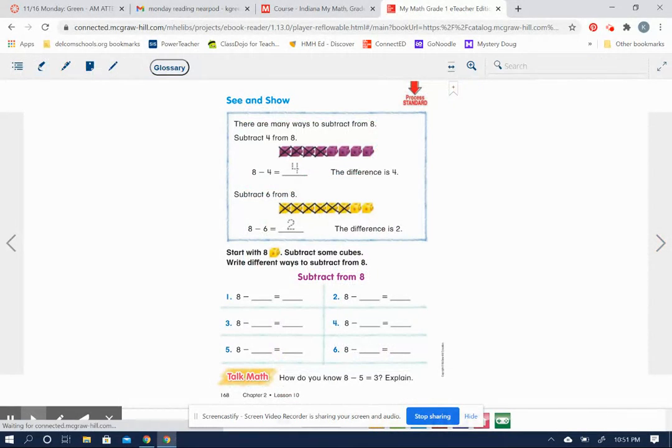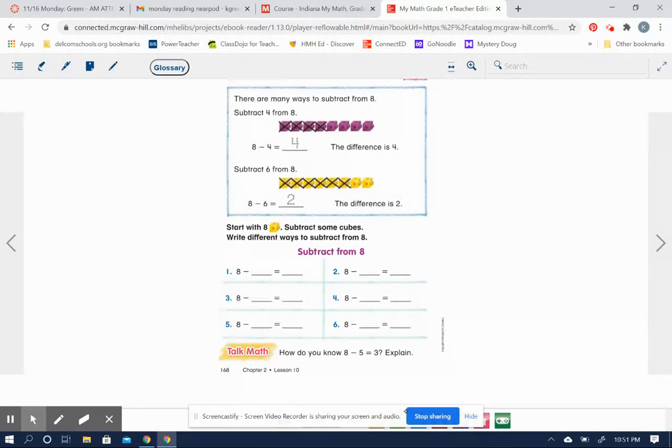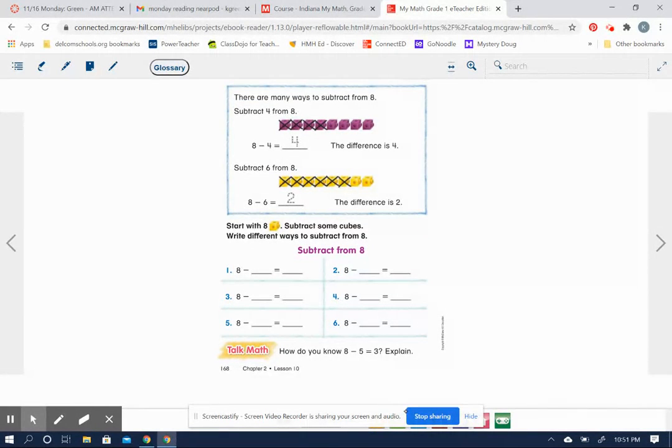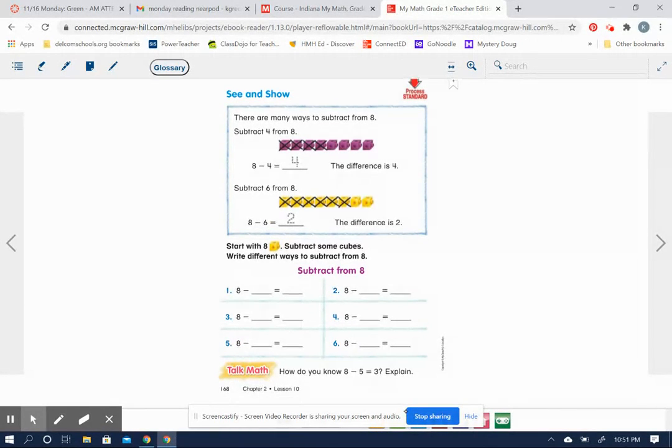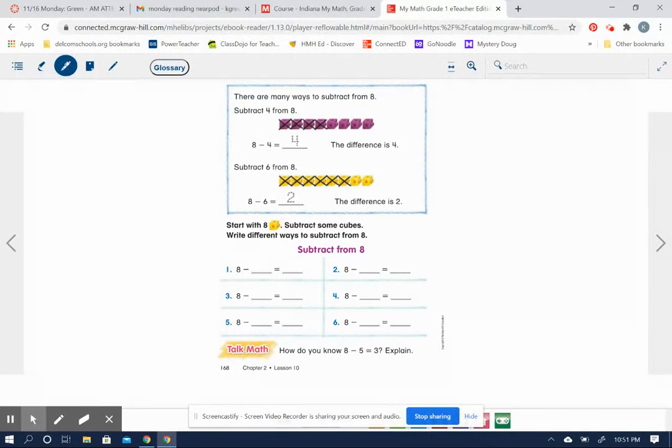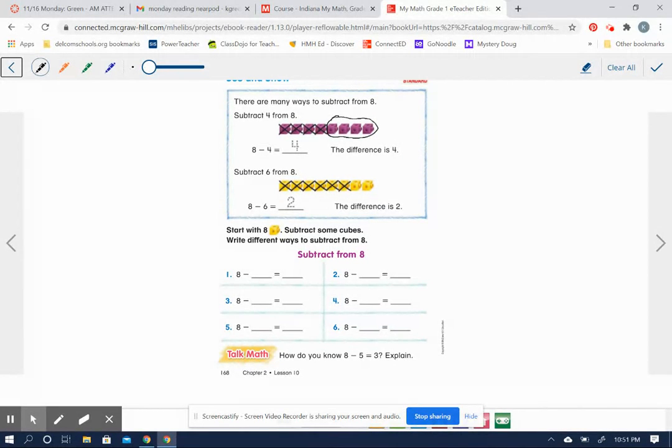If you turn your paper over, it says there are many ways to subtract from 8. Subtract 4 from 8. So they have shown you 8 purple cubes, and they're taking away 4. So they put X's on 4 of the cubes. And how many are left? There we go. How many are left? 4. That's right.